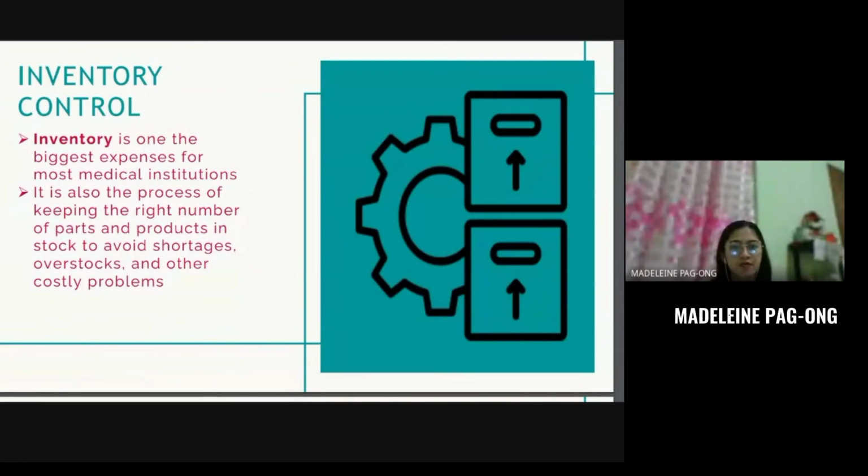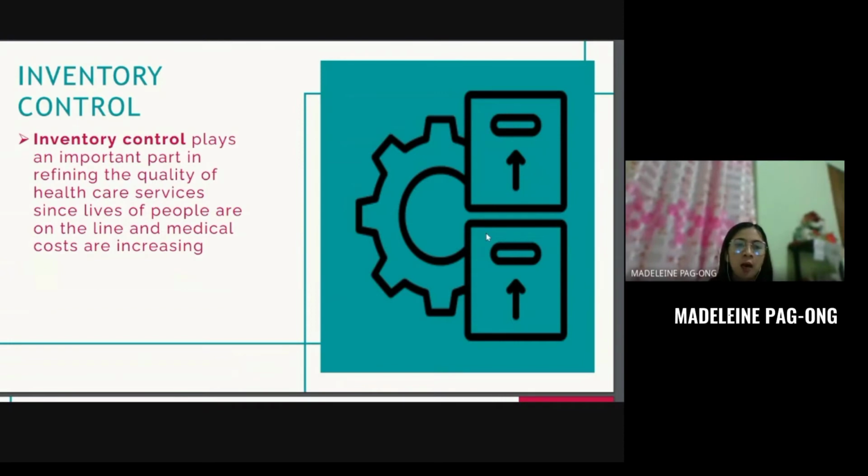Okay, so the next is inventory control. Inventory is one of the biggest expenses for most medical institutions, and it is also the process of keeping the right number of parts and products in stock to avoid shortages, overstocks, and other costly problems. Inventory control also plays an important part in refining the quality of healthcare services since lives of people are on the line and medical costs are increasing.